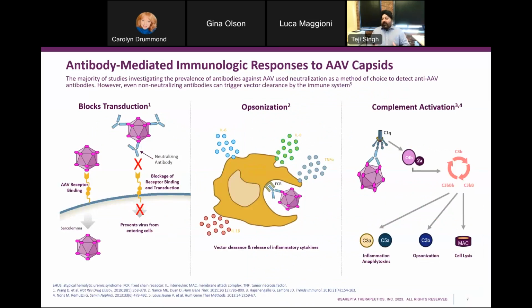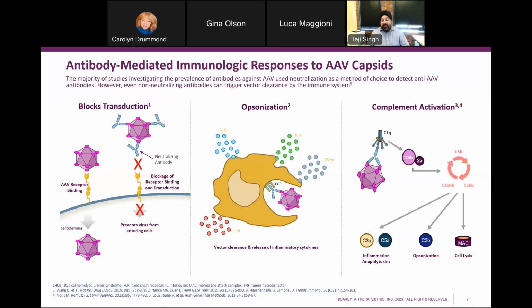What are the consequences of an antibody response or a pre-existing antibody? Well, neutralizing, very simple. That blocks transduction. It binds the capsid in such a way that it can't bind to an AAV receptor on the cell surface, preventing that capsid from actually getting into the cell and unloading its package, its promoter, and its transgene.